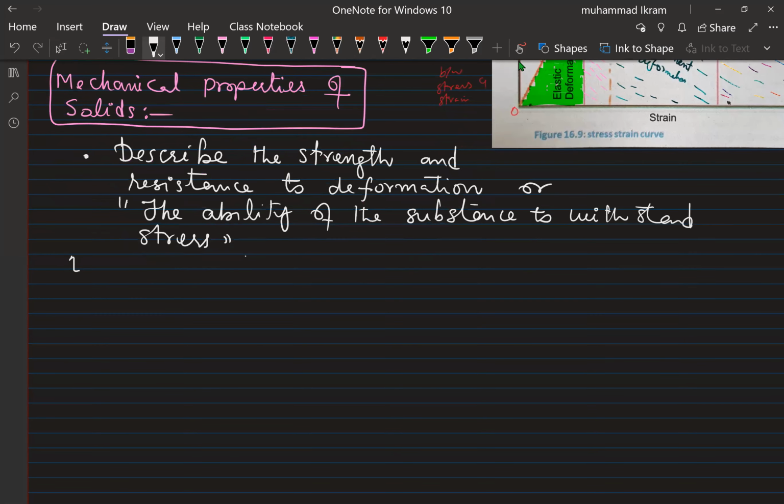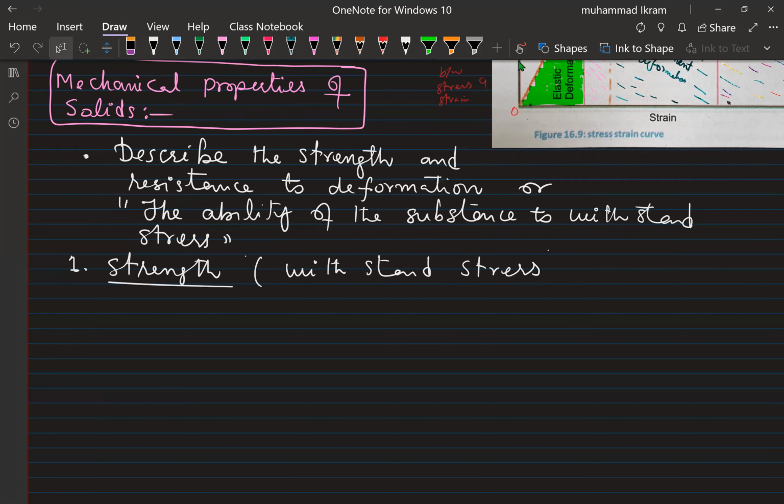These properties include the strength of the material. The first is the strength. Now, what is the strength of the material? It is the ability of the material to withstand stress. It depends upon the nature of the material. For example, the strength of steel is more than the strength of an iron rod. So it is the first property.